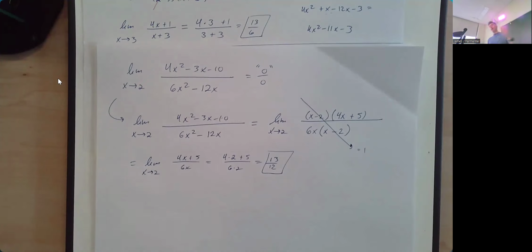So just as a reminder, 0 over 0 can be anything. It can be 13 over 12. It can be 5. It can be whatever the previous limit was. It just depends on what type of limit expression we happen to be looking at.